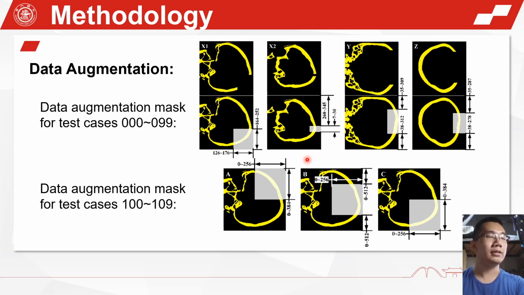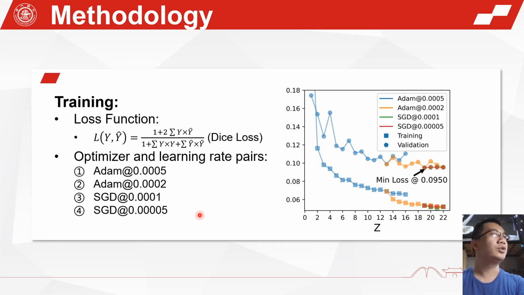However, for the last 10 testing cases, 3 different mask generation schemes are used for the x, y, and z axes. In the training phase, the loss function is chosen to be dice loss, and the smooth factor is 1. The multiplication sign here means element-wise multiplying of 2 tensors.